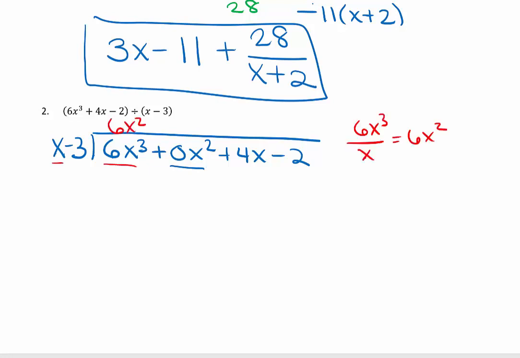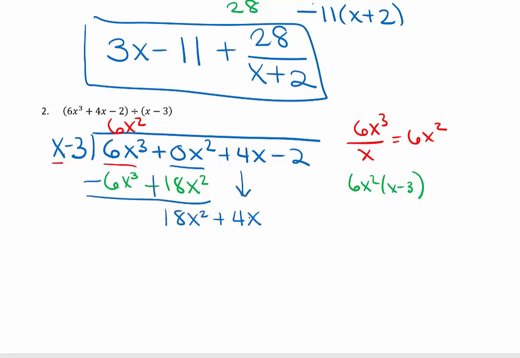So I start with the division, first terms only. 6x to the third divided by x is 6x squared. So I divided, now I multiply. 6x squared times x minus 3 is 6x cubed minus 18x squared. And then I'm going to subtract to find the remainder. Once again, if you're subtracting a negative, it turns into a positive. So that's where the positive 18x squared came from. I bring down the next term and repeat the process.